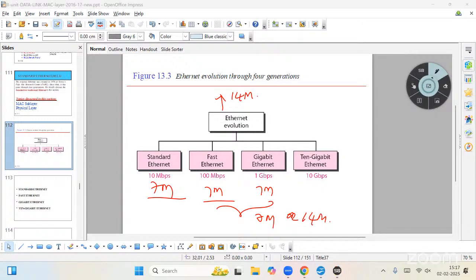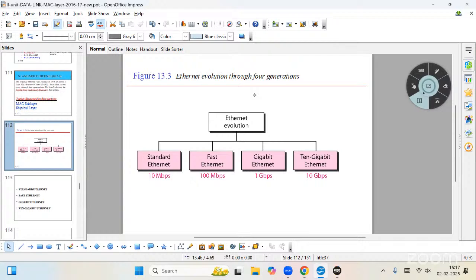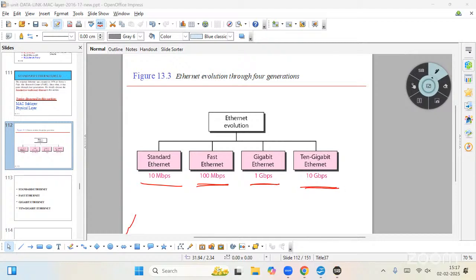What is the speed of standard Ethernet? 10 Mbps. What is the speed of Fast Ethernet? What is the speed of Giga Ethernet? What is the speed of 10 Giga Ethernet? Sometimes in placements or GATE, they will ask what is the speed of 10 Giga Ethernet, or 1 Giga Ethernet. So what is the speed here? 1 Gbps. And a very, very simple question for you.